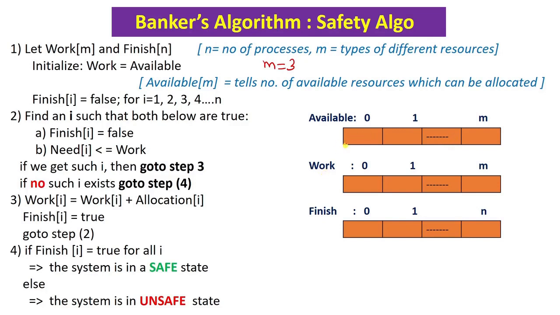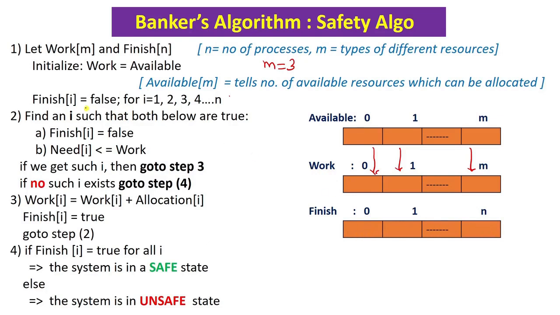The work array will actually be equal to the available array. Initially the work array just copies everything from the available array. So here we initialize the work array equal to the available array. This is just pseudocode, so do not say I have not written a for loop and everything. Whatever is in the available array, just take it into the work array. Next, we have to initialize the finish array. The finish array is an array which contains only boolean values, true and false.